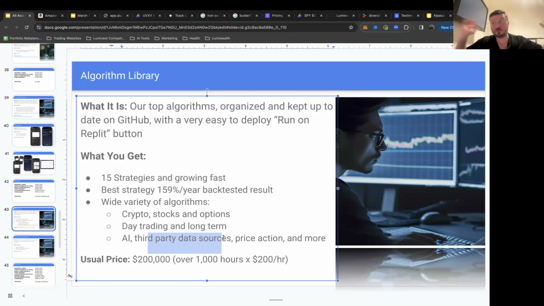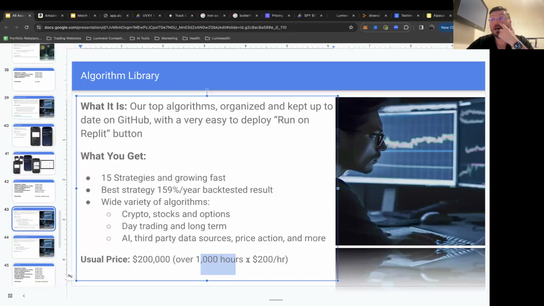We have the whole spectrum of different asset classes and different types of algorithms, ones that trade very often and ones that don't trade very often. You get the whole spectrum of them in there as well. If you think about it, to build something like this would cost a lot of money. Easily, it's taken over 1,000 hours to build all these algorithms.